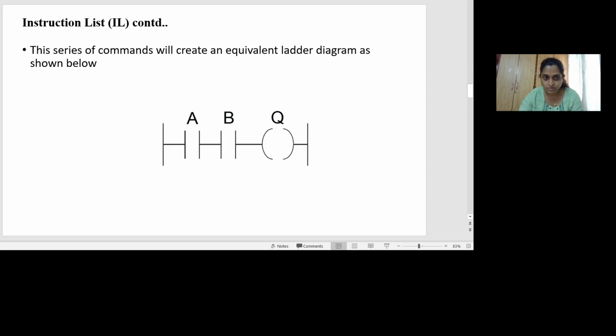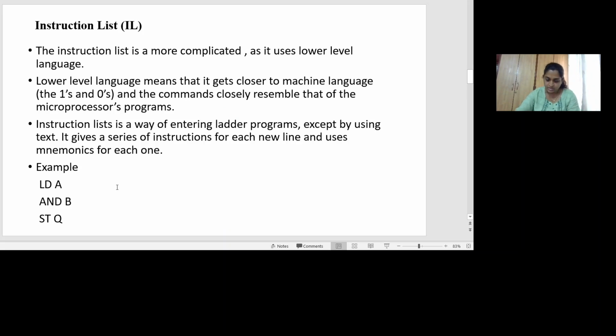So those set of instructions which I showed would be converted into an equivalent ladder diagram as shown in the slide here. Now, coming to the instruction list advantages, it is suitable for applications that need very compact codes, and also some applications are time critical. In such cases, I can use the instruction list.